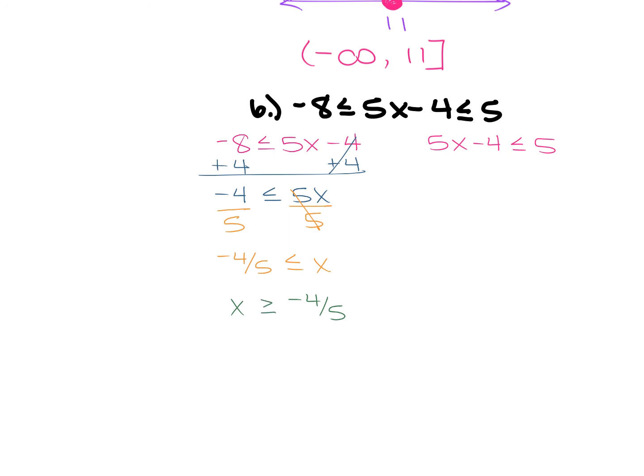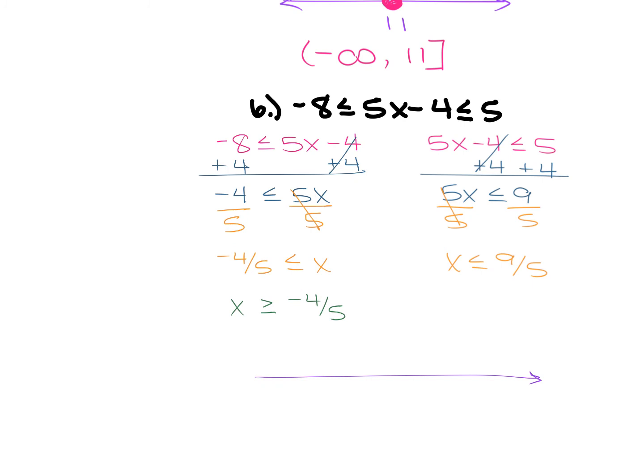For our next one that we had on the right, we have 5x minus 4 is less than or equal to 5. I'm going to add my 4 over first, just like I did with the other one. However, this is going to give me 5x is less than or equal to 9. Then just divide each side by the 5, and you have that x is less than or equal to 9/5. So on our number line, we're going to have -4/5 on the left, since it's less than the 9/5 on the right.